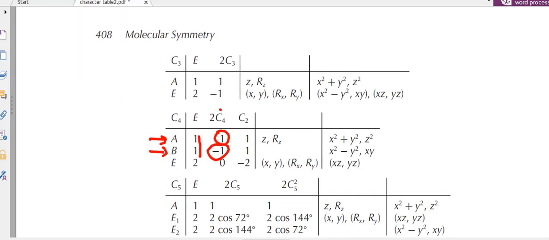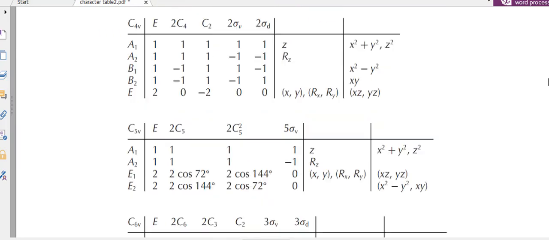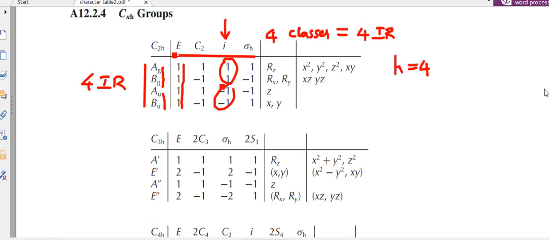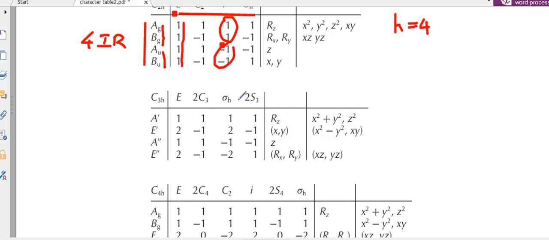We will take some other example to learn about this. Examples containing sigma h. And when you have a sigma h like this, sigma h alone and not I. Here you find sigma h. When the character under sigma h is positive, symmetric, you find A dash and E dash. When it is negative under sigma h, anti-symmetric to sigma h, then you will find A double dash and E double dash.